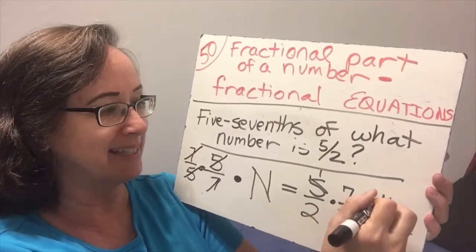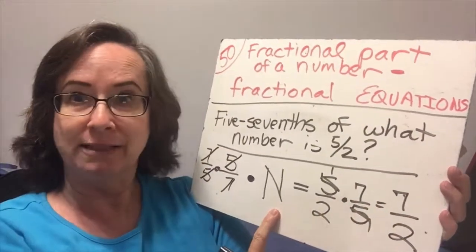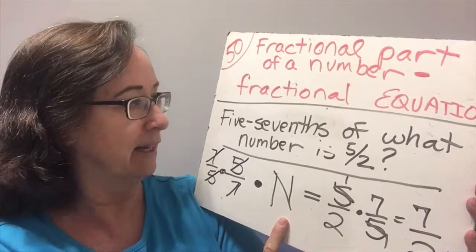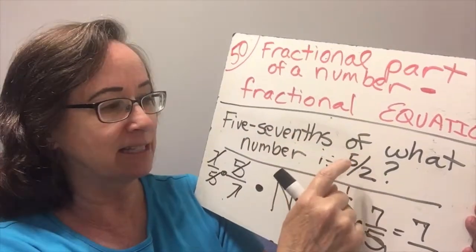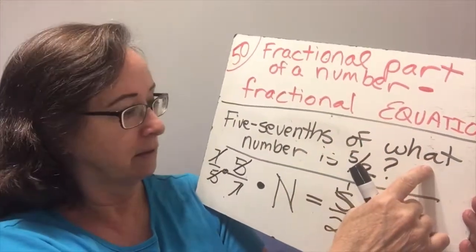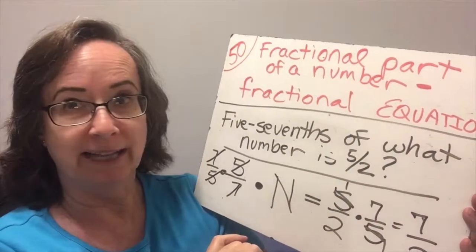And we have 7/2 is the number. Now, 7/2 wound up being a fraction, but it's still a number, isn't it? So we could say 5/7 of 7/2 is 5/2. Okay, so let's check it.